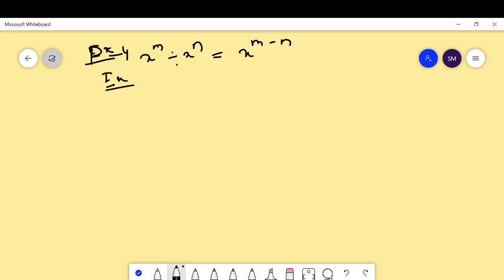Suppose you have given an example, 3 to the power 5 divided by 3 to the power 2. This is equal to, as you know, in case of division, exponents get subtracted, which is equal to 3 to the power 5 minus 2, which is 3 to the power 3, which is equal to 27.